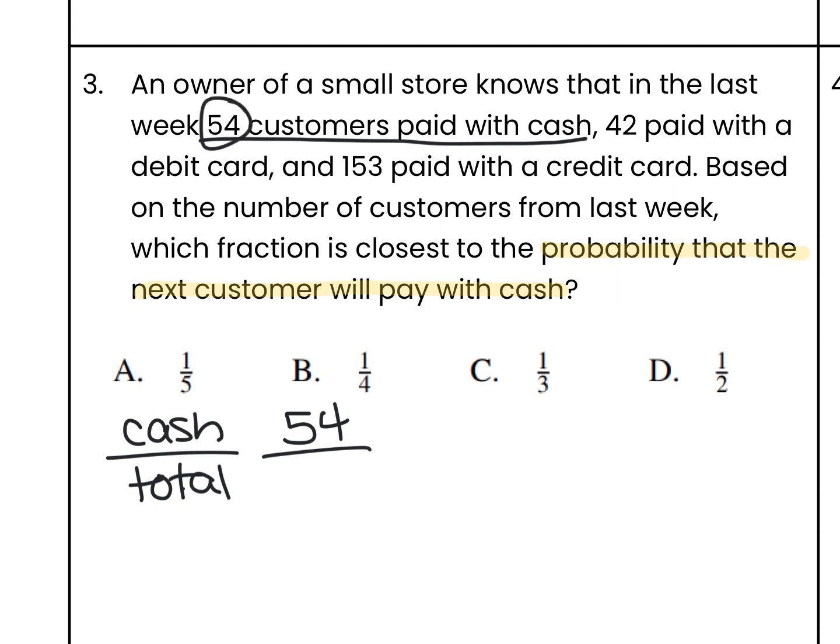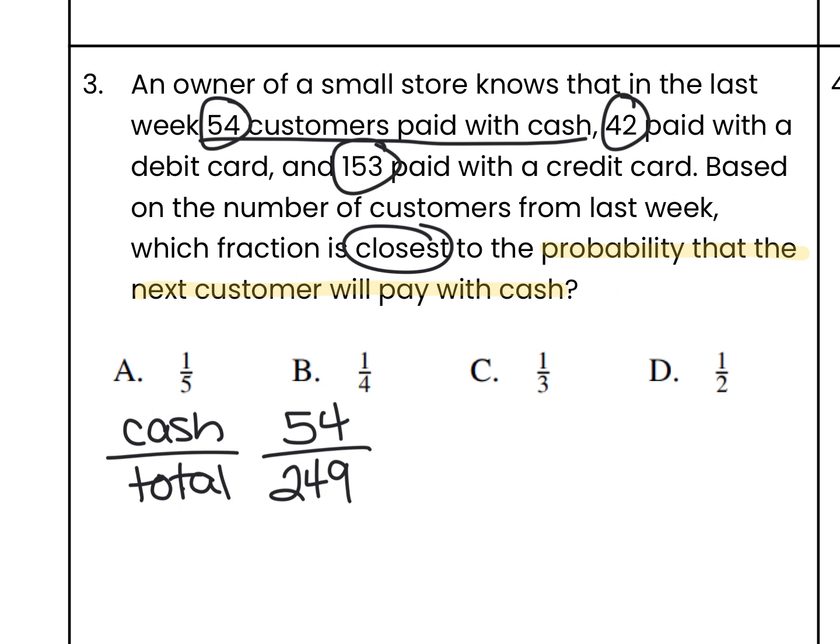I've got 54 with cash, 42 with debit, and 153 with credit. So I'm going to add those three numbers up: 54 plus 42 plus 153 to get that there were 249 customers. So in this question, we are trying to find which fraction is closest.